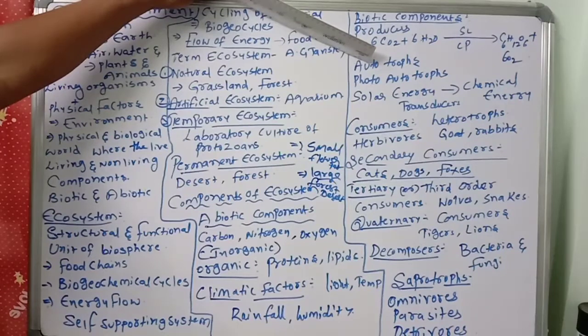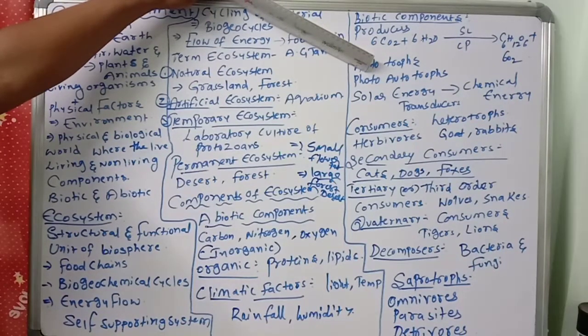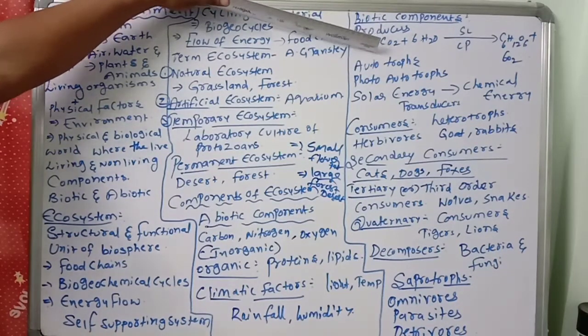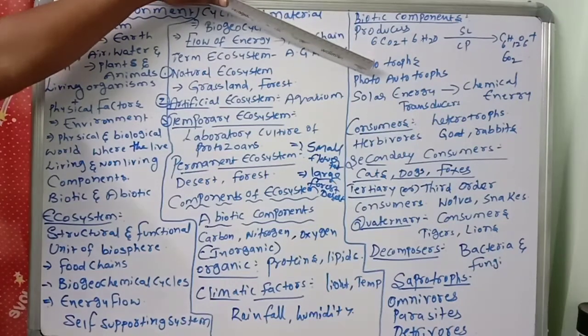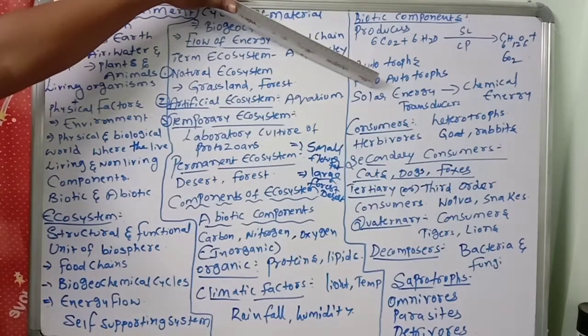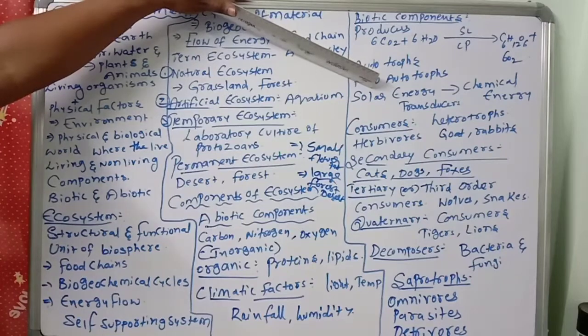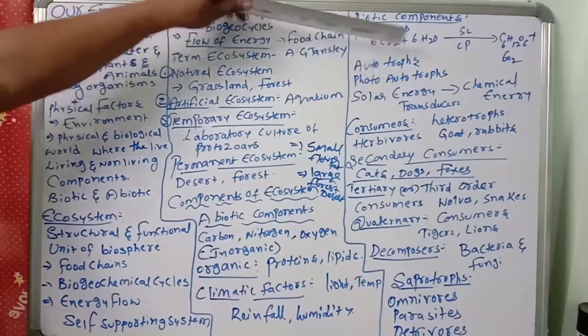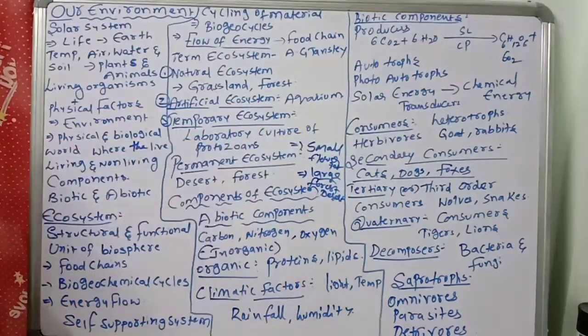There will be light energy sources there, in the sense they will be called photoautotrophs. Autotrophs can prepare their own food, but they won't depend on others for food. That's why they are producers. They utilize solar energy and convert it into chemical energy. That's why these are also called solar energy converting into chemical energy, and that's why they are called transducers.